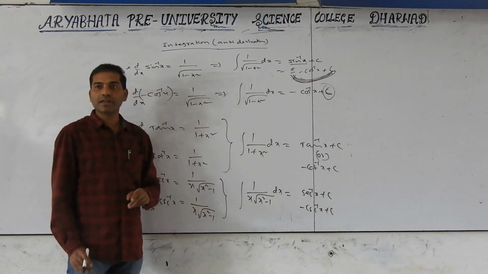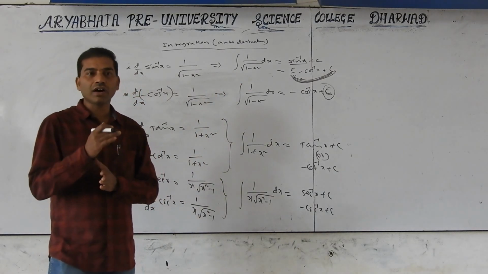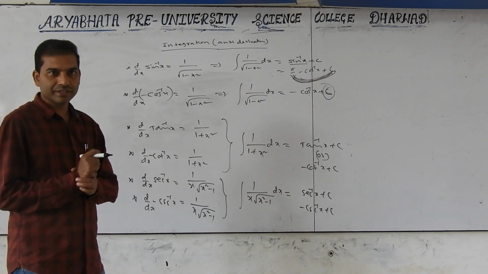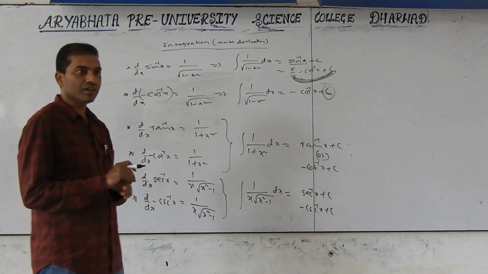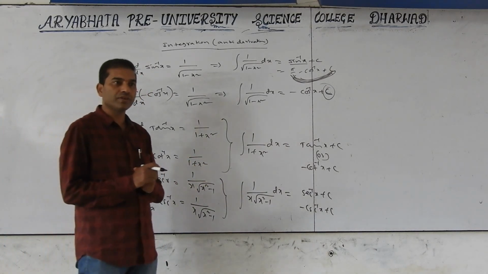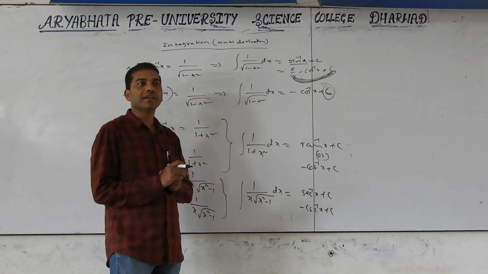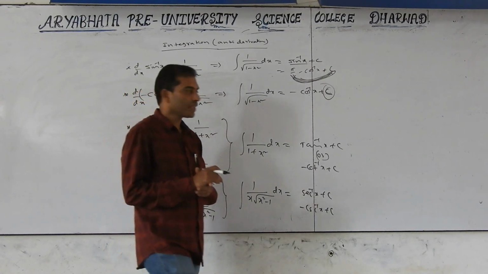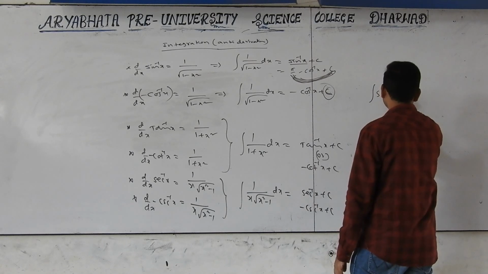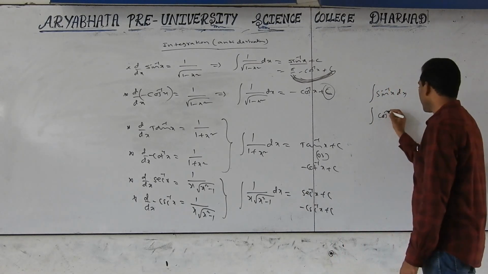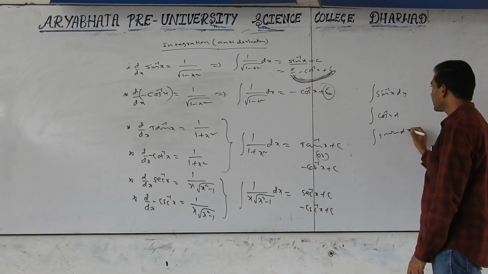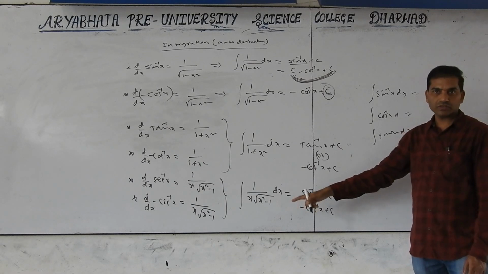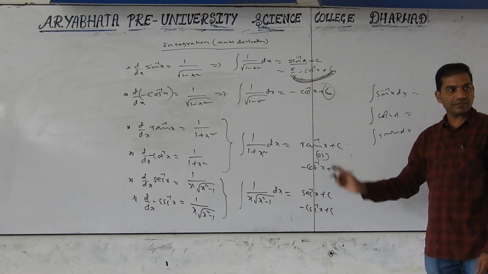Integration of 1 by root of 1 minus x square equal to sin inverse x or minus cos inverse x. Integration of 1 by 1 plus x square is tan inverse x or minus cot inverse x. Integration of 1 by x under root of x square minus 1 equal to either sec inverse x or minus cosec inverse x. Integration of sin inverse x, integration of cos inverse x, integration of tan inverse x, these formulas we don't know so far. This will come further. Understood?